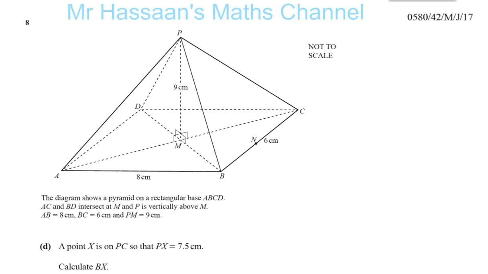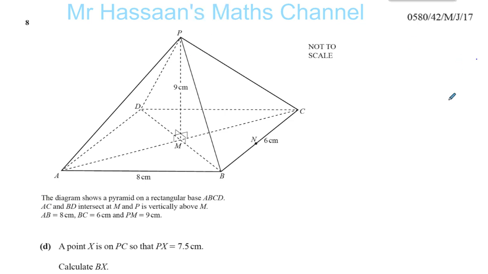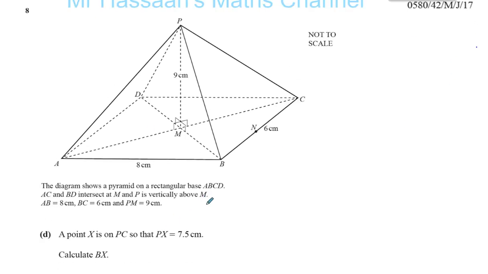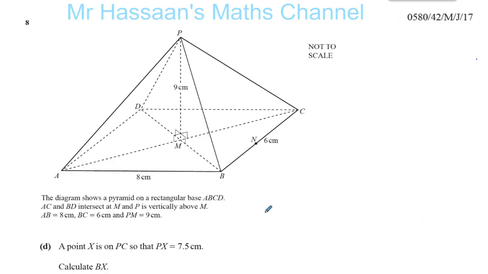Part D. Pretty long question. It's worth like 6 marks. A lot of space they give you to do the answer, so there's obviously a bit more to it than the other questions. They told us that there's a point X on PC.